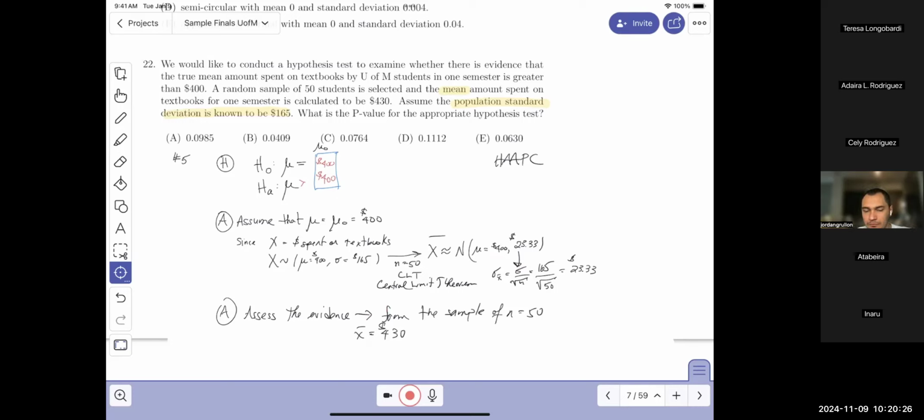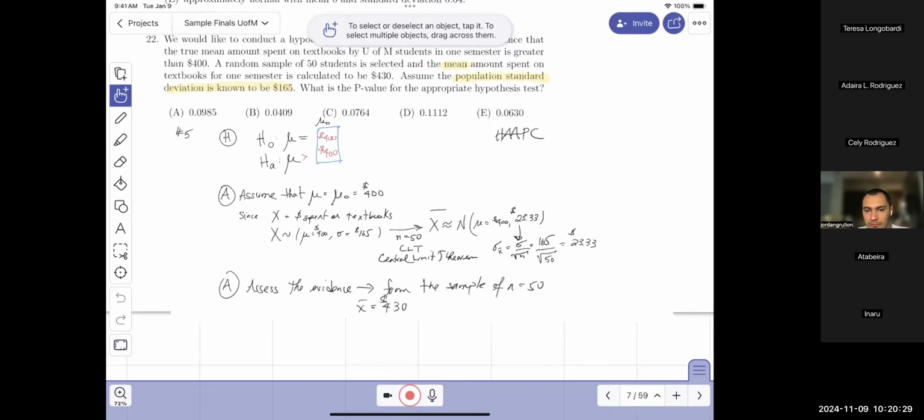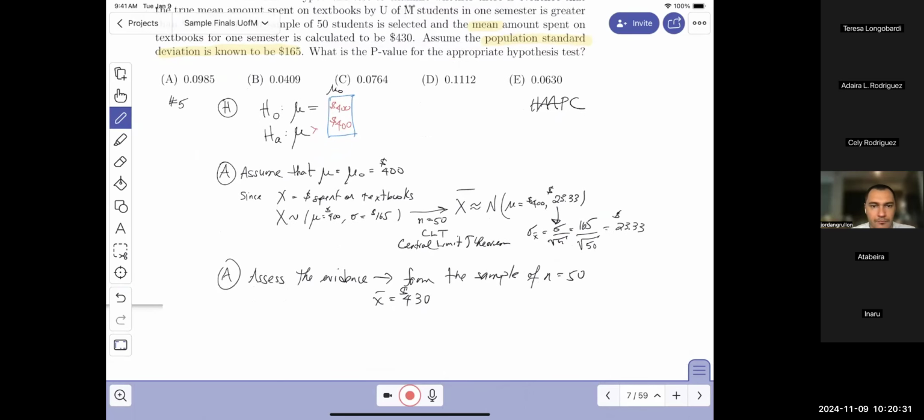So could it be just 400? We're going to be more specific. We're going to put this together in a standardized way that we know.